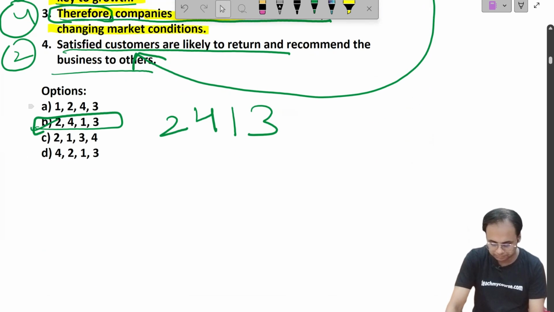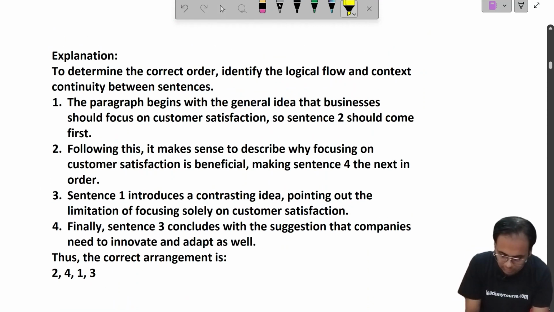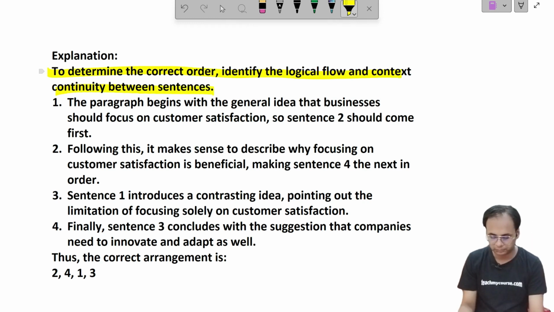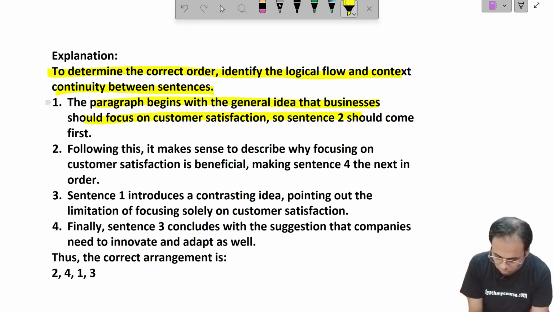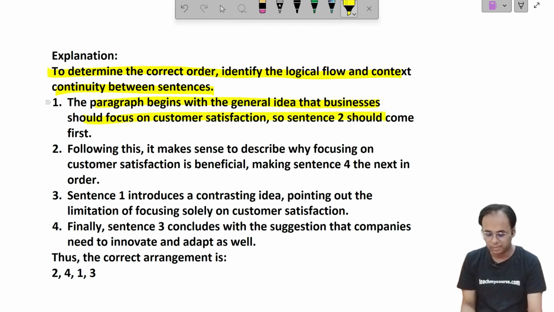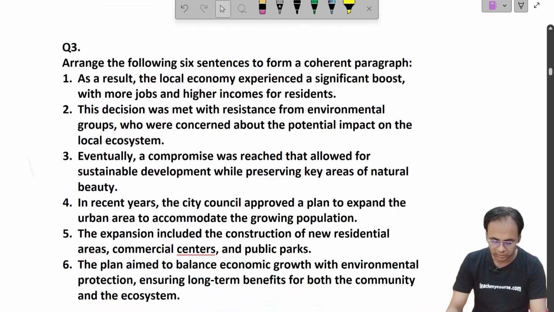Let us see. It says that to determine the correct order, identify the logical flow and context continuity between sentences. The paragraph begins with the general idea that businesses should focus on customer satisfaction. So we have already understood the logic behind arranging these sentences to form a coherent paragraph. Let us see the next one.